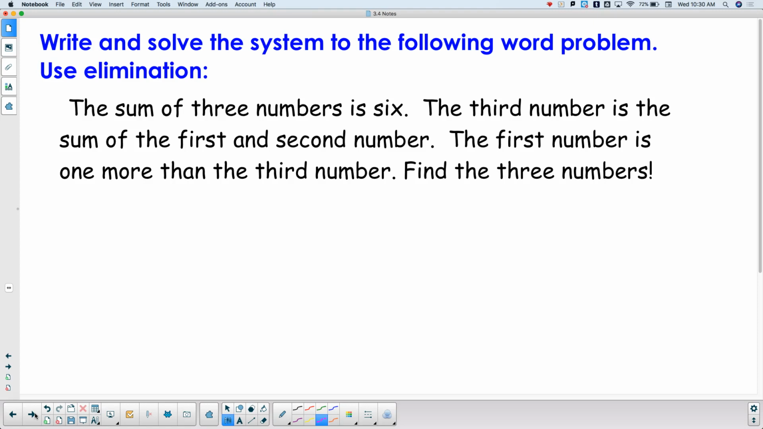Okay? So, the sum of three numbers is 6. The third number is the sum of the first and the second number. The first number is one more than the third number. Find the three numbers. Okay? So we've read it. Now we got to define our variables. What do we want to define the first variable as? So I need a letter and what it is.